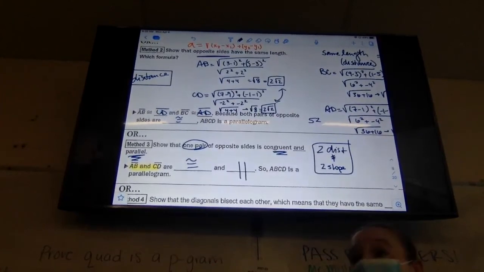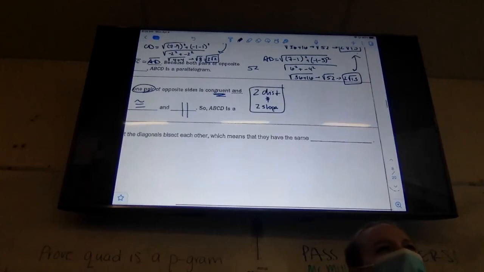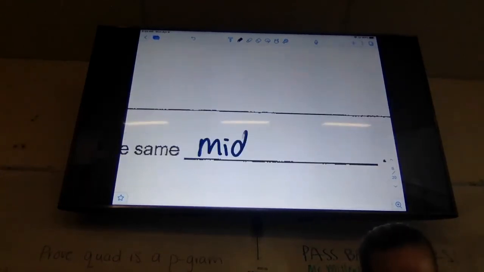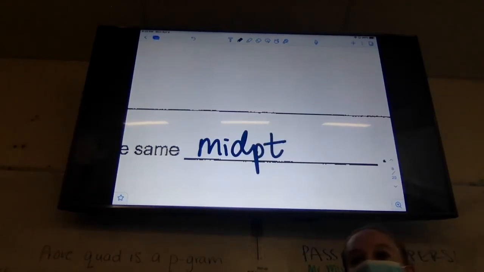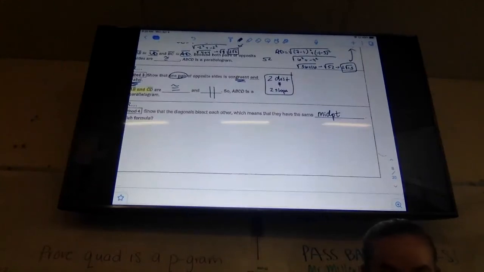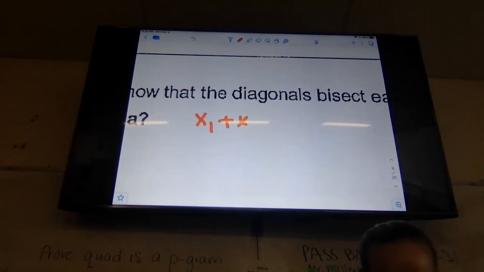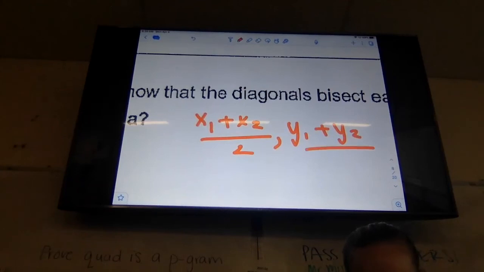Okay, and the last one I think is the easiest one. It says show that the diagonals bisect each other, which means that they have the same midpoint. Do you remember the midpoint formula? Good. And it doesn't matter what order you add them in, but you have to add them. The biggest mistake I see is that we make these pluses, minuses. So remember, midpoint is adding. Add, add, add, add, add.